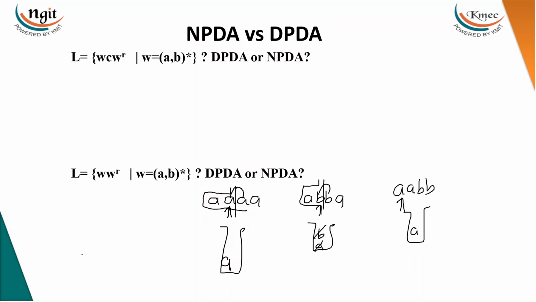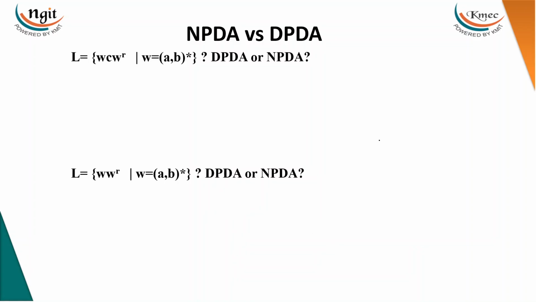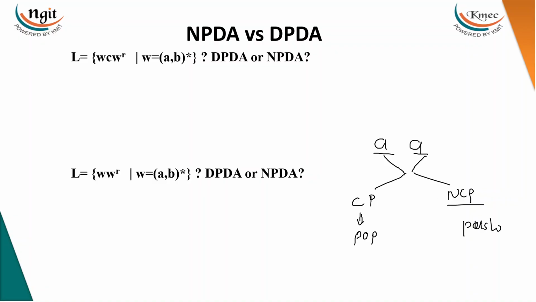Then what do we have to do? In this case, you have to assume two ways. If the input symbol and the top of the stack are the same, then you assume in one case it is a center point and in the other case it is not a center point. If it is a center point, you perform the pop operation. If it is not a center point, perform the push operation. So you have to do it like this, in two cases.